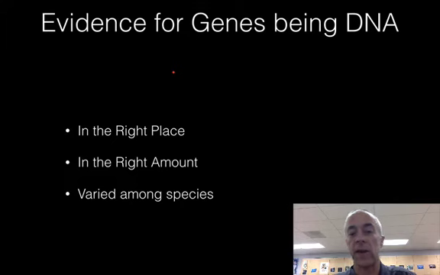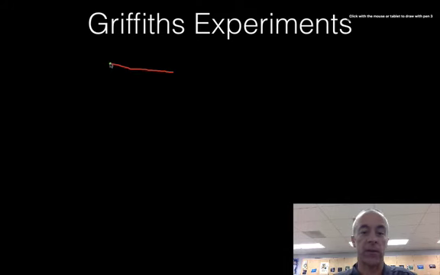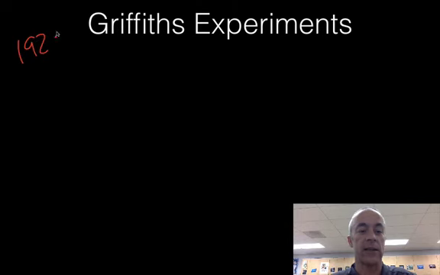And then from there, there was a series of experiments to show that DNA was in fact the molecule of inheritance. And that's mainly what we're going to talk about today, these experiments that showed DNA to be the molecule of inheritance. So the first of these experiments was done by a scientist named Frederick Griffith. And his experiments took place way back in 1928.